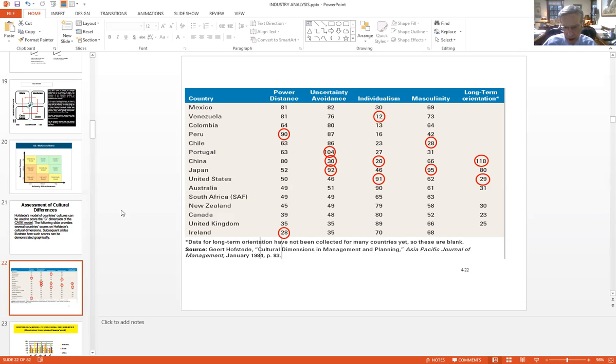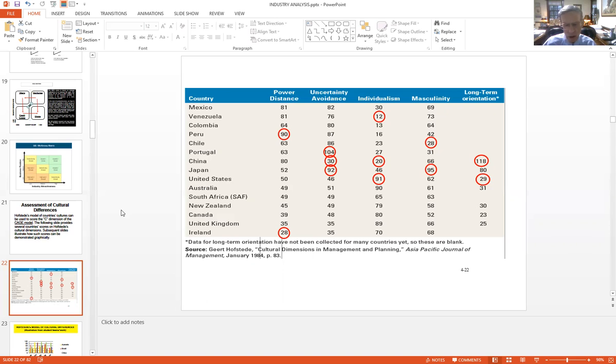China, on the other hand, at the time this table was done, had a rating of only 20. I think it's probably a little higher. Look how low Venezuela was at 12. So if individualism is low, collectivism is high, and you do things by consensus rather than on your own.